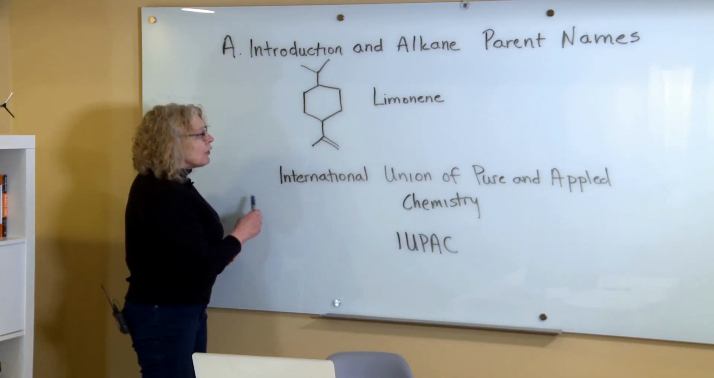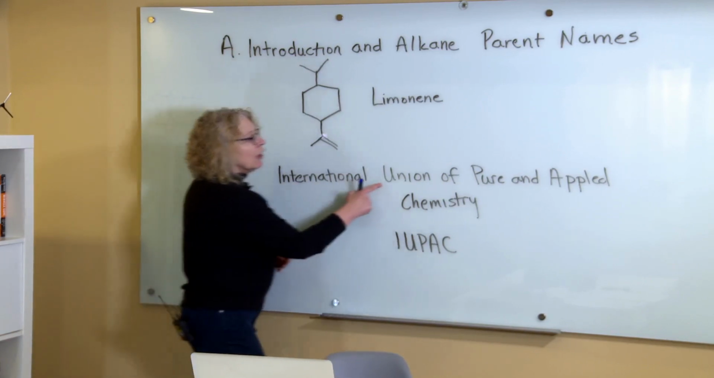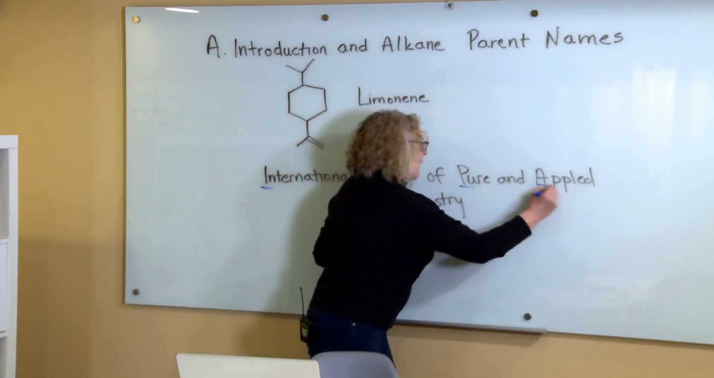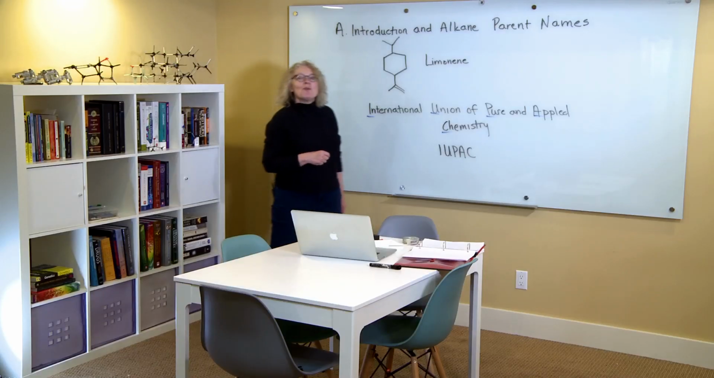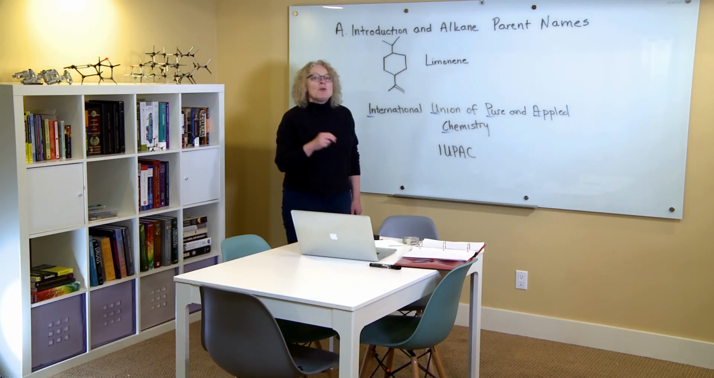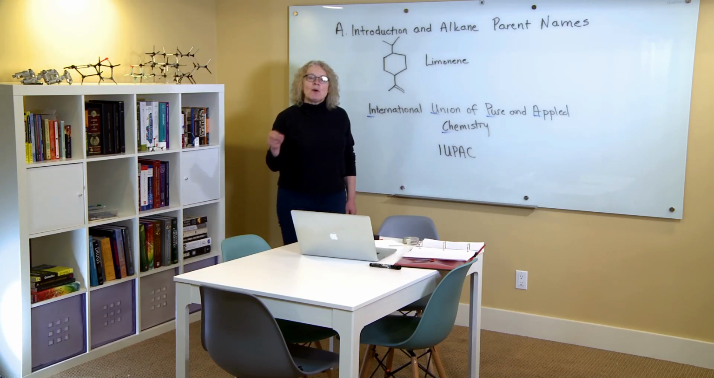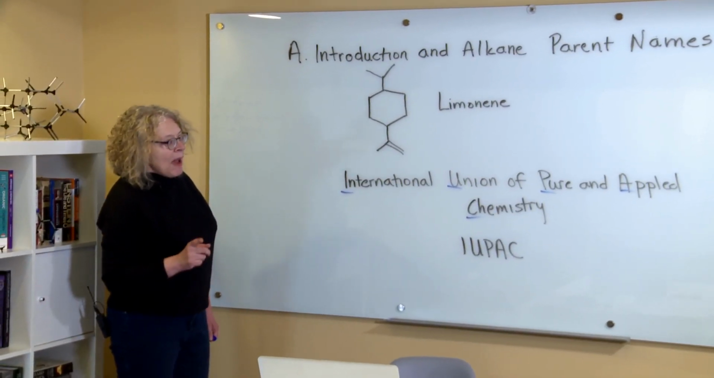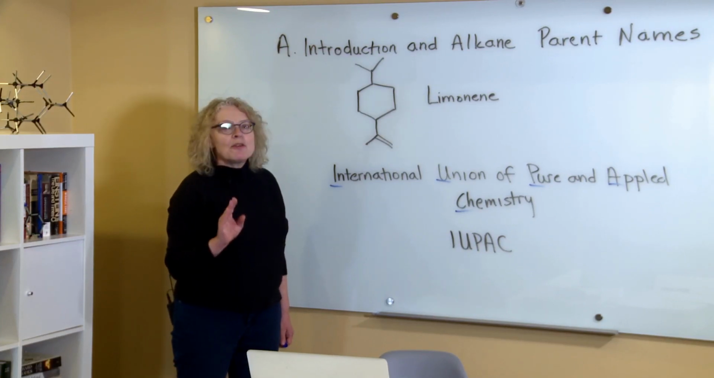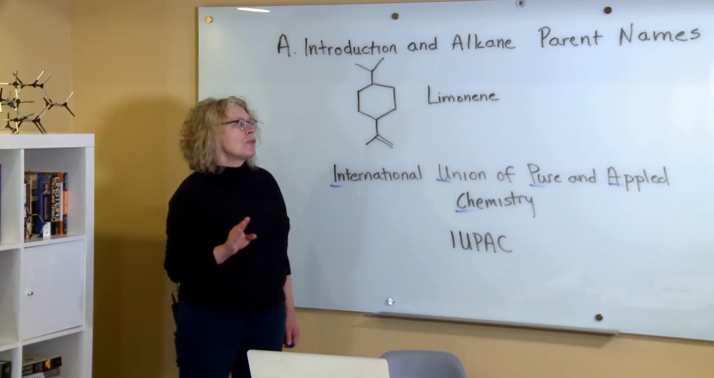So, an organization called the International Union of Pure and Applied Chemistry took on the task of formulating a systematic approach to nomenclature, in which you had one unambiguous name per structure and one structure per name. And then what the systematic actually means is that you can look at the name and literally draw the structure without having to memorize the structure.